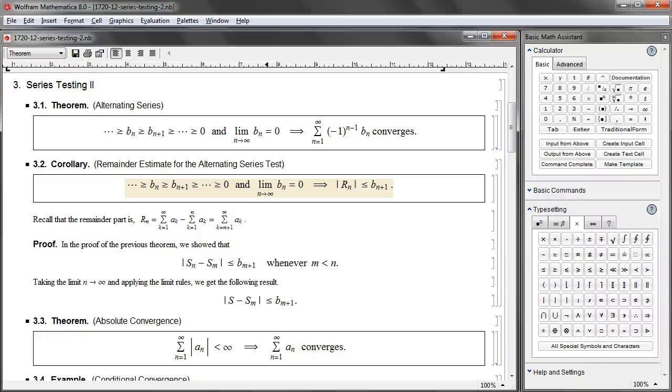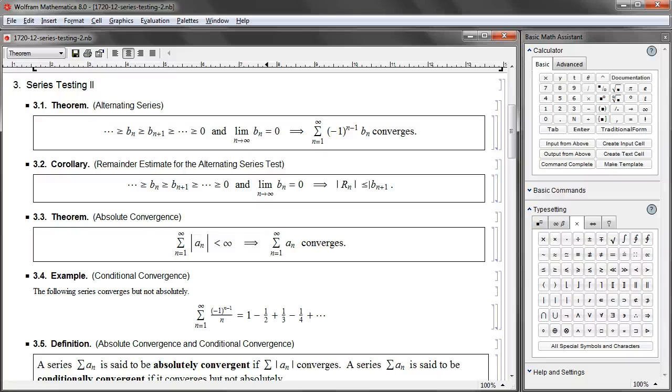So there you go, the remainder estimation. The upper bound of the remainder is the absolute value of the very next term. Now, let's move on to absolute convergence. If a series converges absolutely like this, then the original series converges.